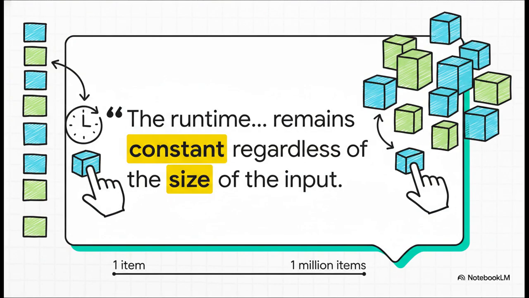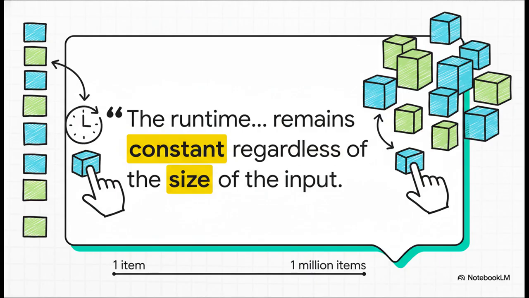What this means is pretty mind-blowing. The algorithm takes the exact same amount of time to finish whether you give it one piece of data or 1 million pieces of data. A perfect example is just grabbing an item from an array using its index. It doesn't matter how big that array is, the computer knows exactly where to go, so it takes a constant amount of time.